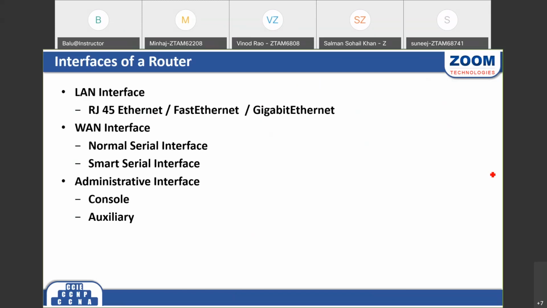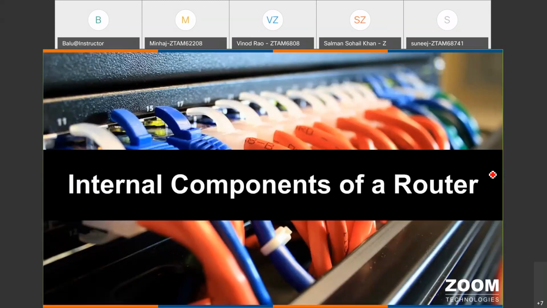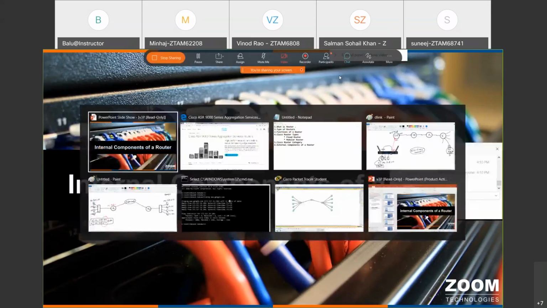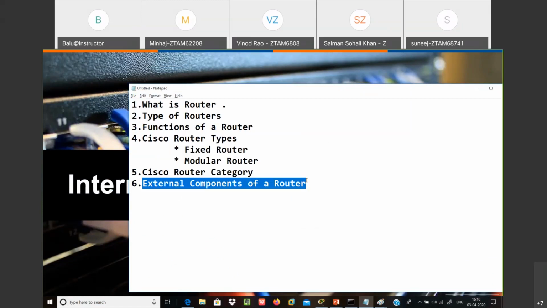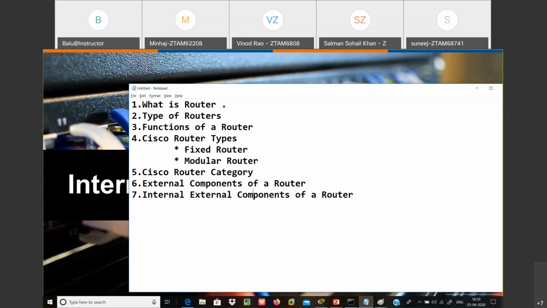Right. This is all about the external components of the router. Now let me discuss the internal components of the router. Inside the router, what types of components are available? Just 5 more minutes, we'll discuss the internal components and then close the session for today. Point number 7, internal components of a router. So far we have discussed only 6 points: what is a router, types of router, functions of router, Cisco router types, categories of Cisco router, and external components. Now let me continue with internal components.